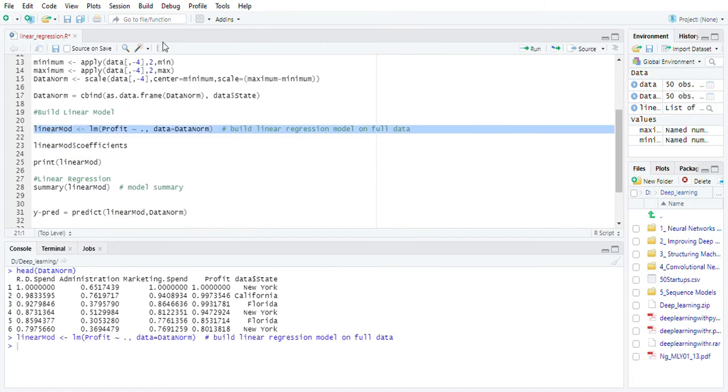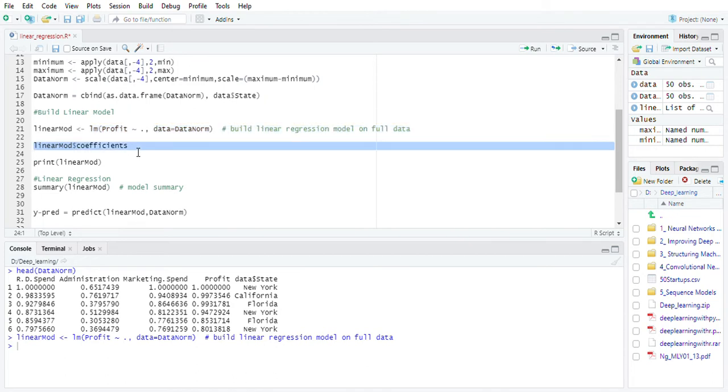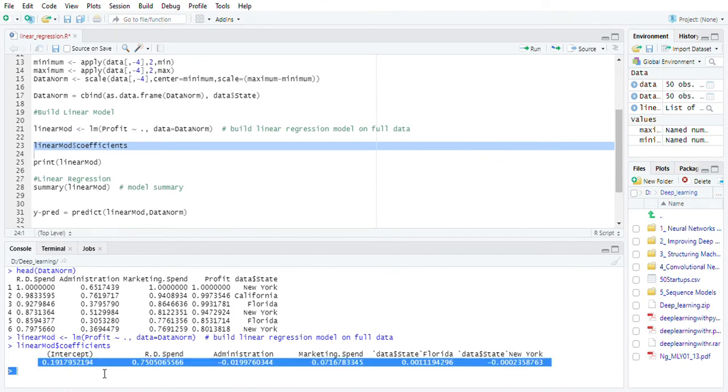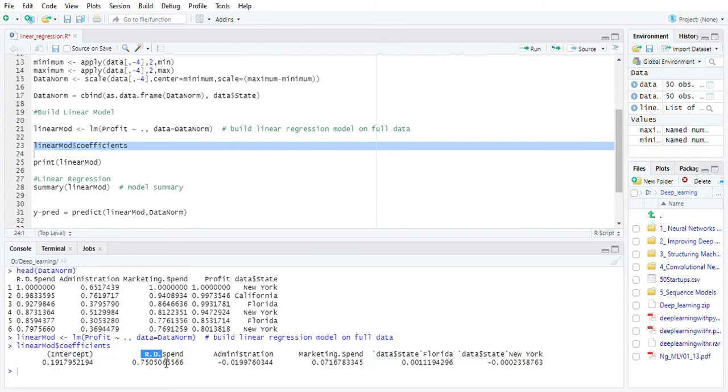So in this case, I just run line by line. It's just to show you, and it's finished. We see the significant coefficient value. Sorry, here's the Y-intercept. This is the research and development value, and this is administration, etc. So let's have a look at the summary.